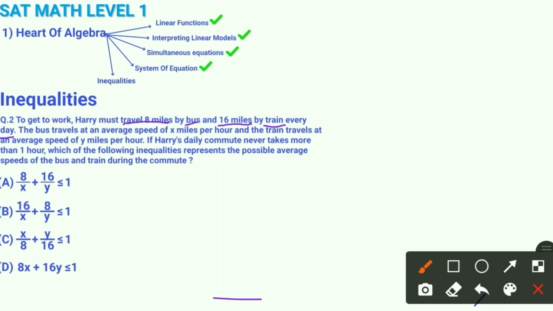Let's read this again. Question 2. To get to work, Harry must travel 8 miles by bus and 60 miles by train every day. 8 miles by bus, so 8 is the distance. Let's say 8 upon t is equal to x for the average speed of the bus, and 16 upon t is equal to y for the average speed of the train.